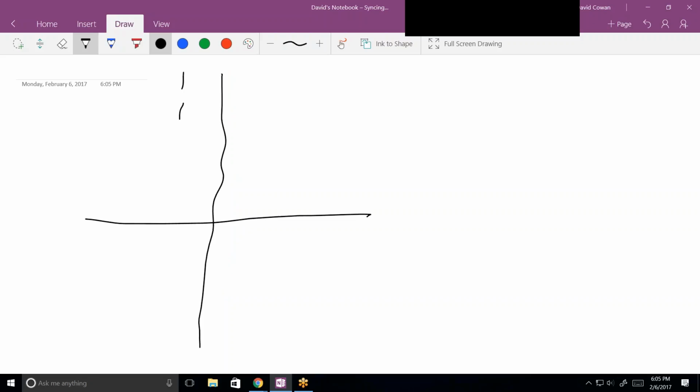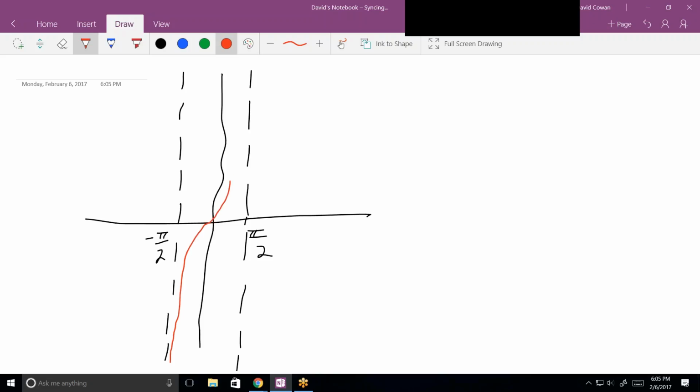First of all, the tangent graph sits between asymptotes that go from minus pi over 2 to pi over 2. And then every pi after that, there's a vertical asymptote. The period of the tangent is not 2 pi, it's 1 pi. Now, let's label this y equals tan x.